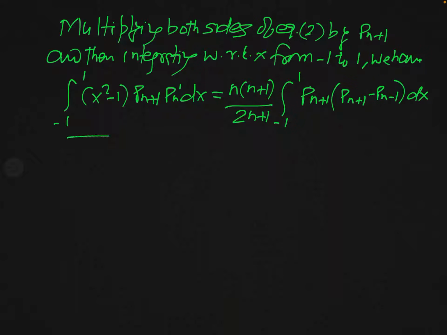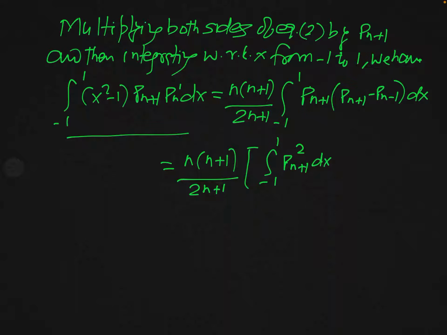Now we have to evaluate actually this much. So let us simplify the RHS of this equation. So this will be n into (n plus 1) over (2n plus 1) integral -1 to 1 P_{n+1} squared dx, minus integral -1 to 1 P_{n+1} into P_{n-1} dx.